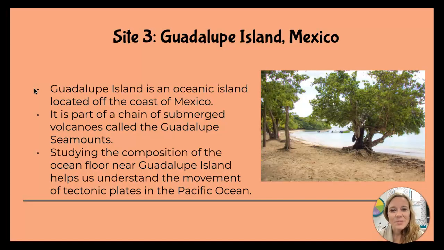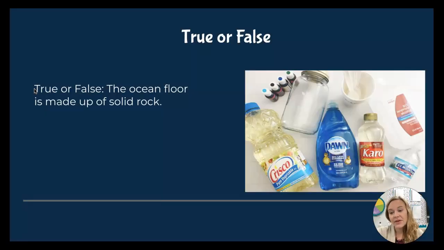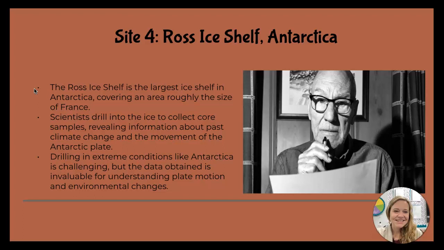Site number 3, Guadalupe Island in Mexico. It is an ocean island located off of the coast of Mexico. An island means it's apart from the mainland, and it's part of a chain of submerged volcanoes in the Guadalupe Seamounts. So studying this area near the ocean floor, because it's in the ocean, can help us understand the movement of the tectonic plates in the Pacific Ocean. The ocean floor is made up of solid rock. True or false?